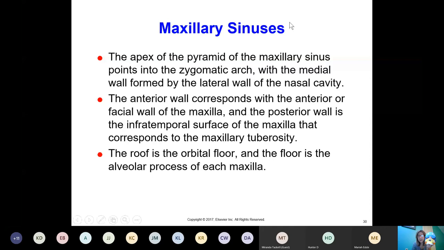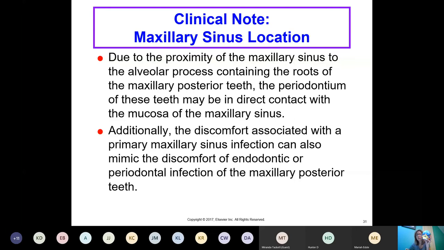Okay. So this is just the clinical note. Due to the proximity of the maxillary sinus to the alveolar process, you can sometimes get discomfort in your teeth. You have to differentiate when a patient comes in and you're the first person that sees the patient. Hi, how are you today? What's new? Any changes? They're going to tell you, I think I have something going on with my teeth up here because I have some discomfort.